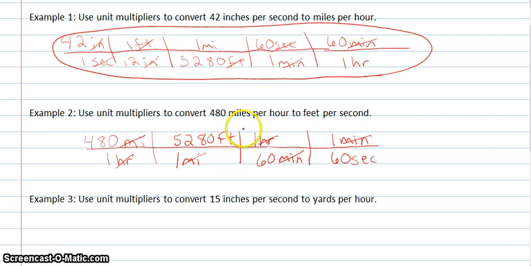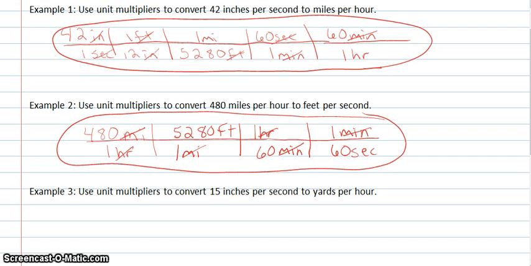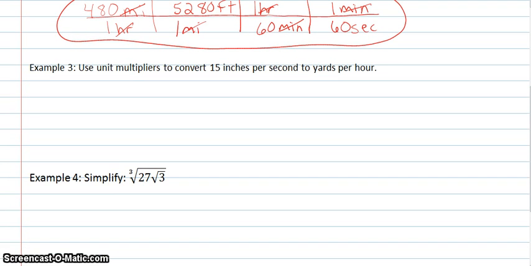So now I have this in feet per second, and I can just leave it like that. If you did need to multiply it out, you would multiply the top numbers and then divide by the bottom numbers. So we can just leave our answer like that. Alright, one more example using those unit multipliers.